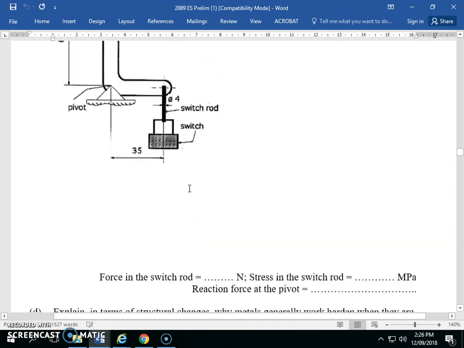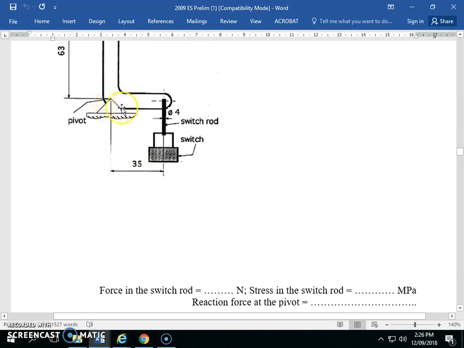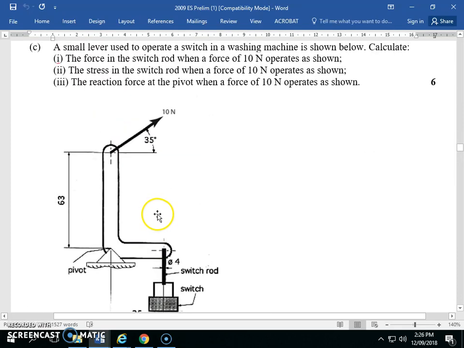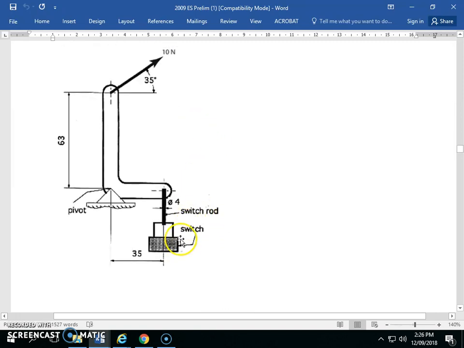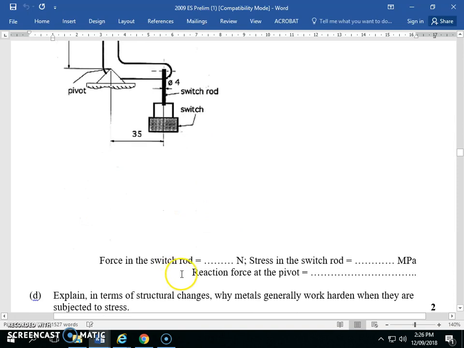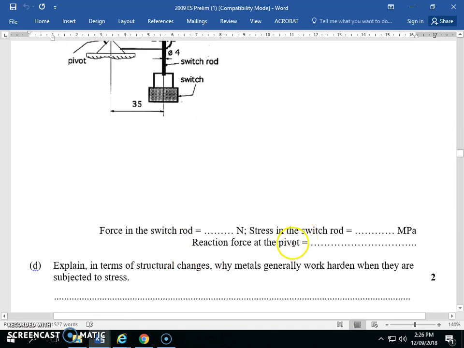Now, reaction at the pivot. The reaction at the pivot, that's a bit mean. But it's worth 6 marks. Quite a few points there, right? So the reaction at the pivot is probably worth more like 4 points. Look, it could be 3 and 3, but it's more likely that the reaction requires slightly more effort. They haven't asked for the angle, which is nice of them. They've only asked for the magnitude.